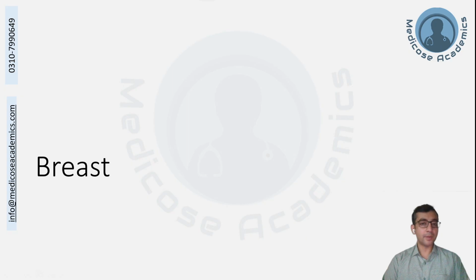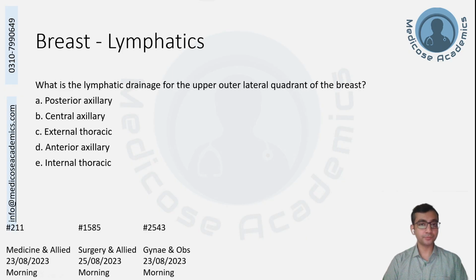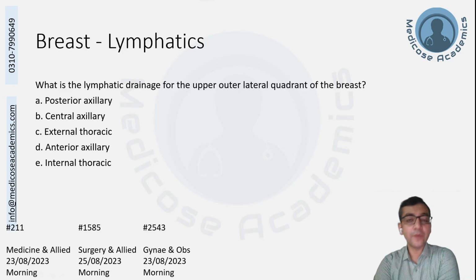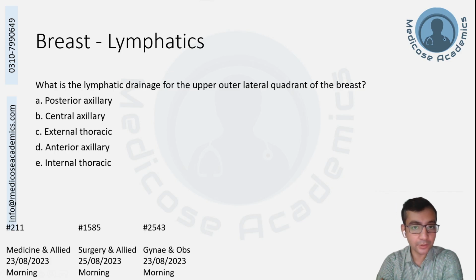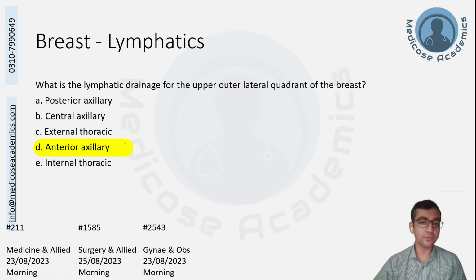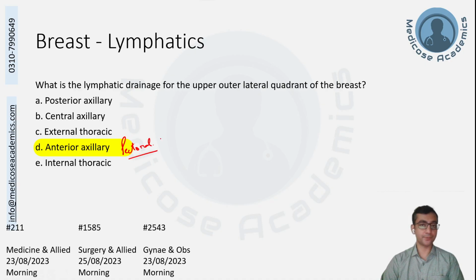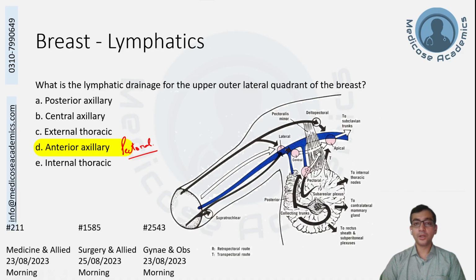Then there is mammary gland or breast tissue. And lymphatics is the most commonly asked question in this regard. What is the lymphatic drainage for upper outer quadrant of the breast? So it goes to the axillary nodes and mostly anterior axillary nodes. The question can sometimes be asked against the alternate names, that is the pectoral group of axillary nodes. So for the lateral aspect, you should go with the most frequent one.